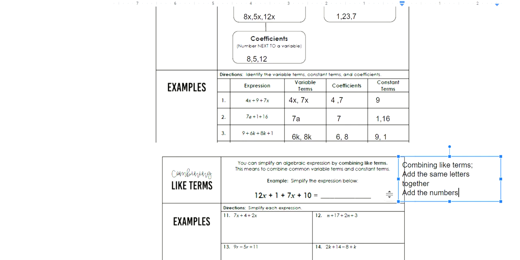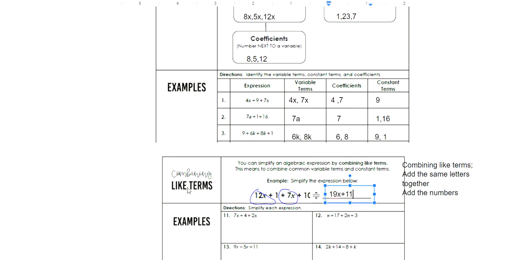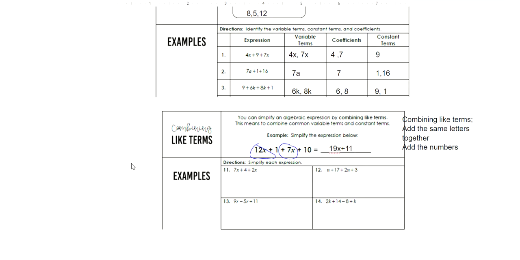So 12x plus 7x plus 1 plus 7x plus 10. So we have an x here. We have a variable term right there. And then it looks like we have another variable term right here. So it is 12x and 7x. So what you're going to do first is you're going to add these two. So 12x plus 7x is 19x. And then you look at your other two. Those are both numbers. So 1 plus 10 is 11. So all you do is you combine the terms that look the same.